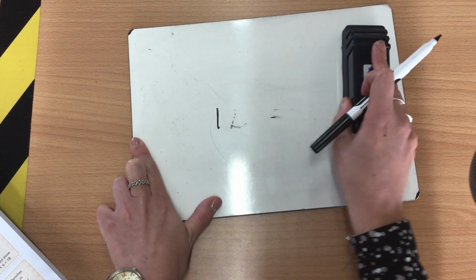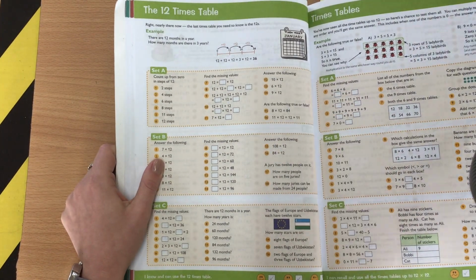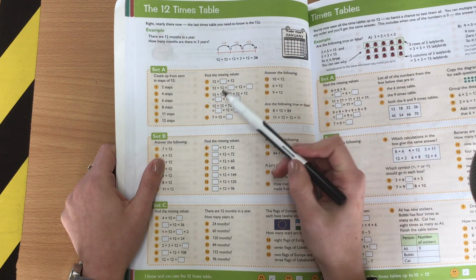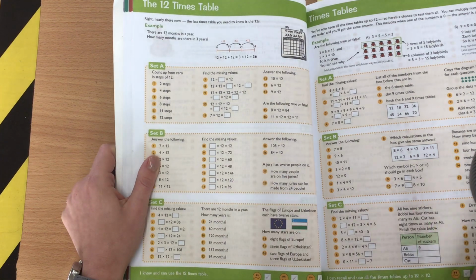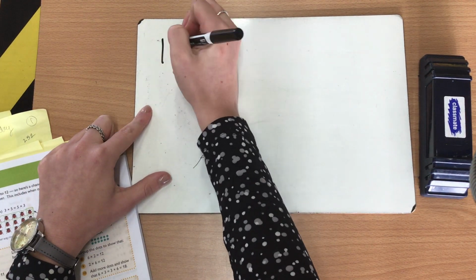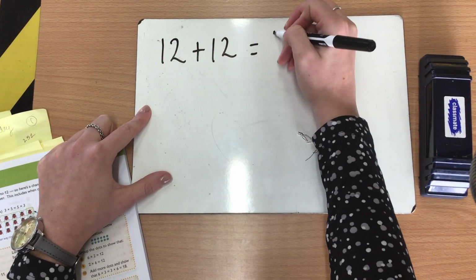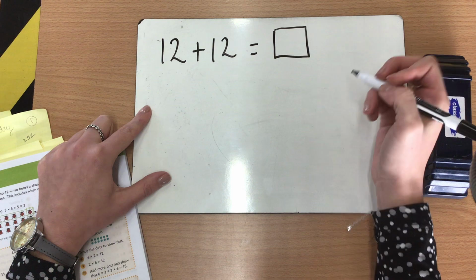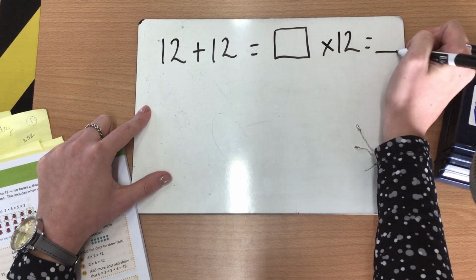So remembering this then, we're going to have a look at some of the questions on set A. So these follow the same pattern you've been working on this week, but I think we just need to go over what this equals sign means. So I'm going to look at question 8, and I'm going to write it out on my whiteboard. So it says 12 add 12 equals, so it's a balanced side, something, I'm just going to draw that box, times by 12. And then we need to give this answer as well.